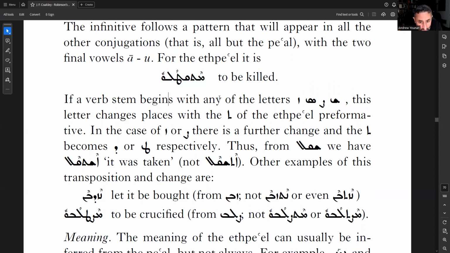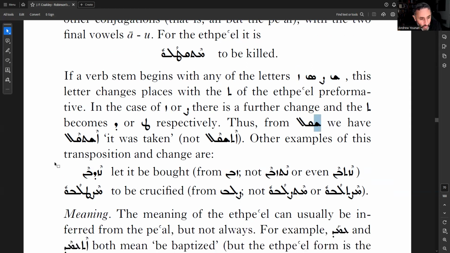What is this? So for verbs whose root begins with these, Sheen, Sadeh, Simkath, and Zain, I think those are called sibilants, this letter changes places with the tau of the ith preformative. This is important. In the case of Zain or Sadeh, there's a further change, and the tau becomes Dalath or Tayath, respectively. Thus, from the root shqal, which means to take, if you want to say it was taken, you would think it's ithshqil. But when it's one of these letters at the beginning, it switches with the tau. So it's not ithshqil, it's ishtqil. So the sheen and the tau switch places.